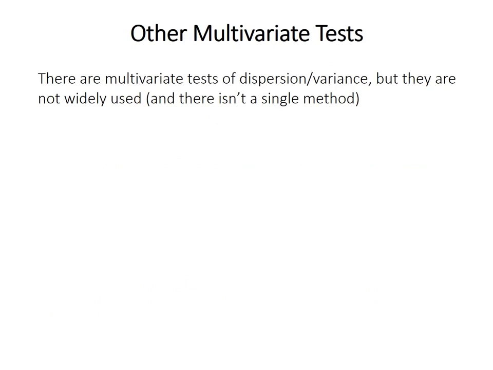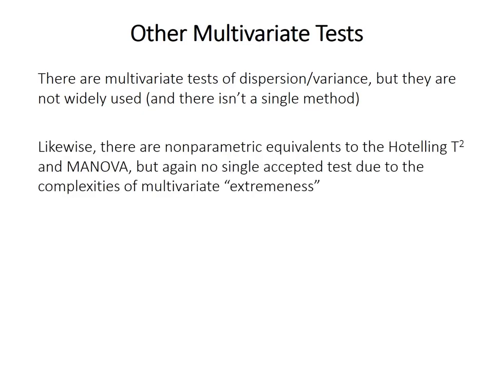So just a final word, we haven't covered tests for all the possibilities. If you look at your flowchart, there are a number of outcomes, particularly on the multivariate side, that haven't been filled out yet. This is partly because a lot of these goals are pretty esoteric and not really that widely used. I mean, there aren't very many situations where you want to test for differences in dispersion for multivariate non-normal data, for example. There are multivariate tests for dispersion, as well as non-parametric equivalents for Hotelling T-squared and MANOVA, but there's often a number of different possibilities because there's no real unique solution for multivariate extremeness.